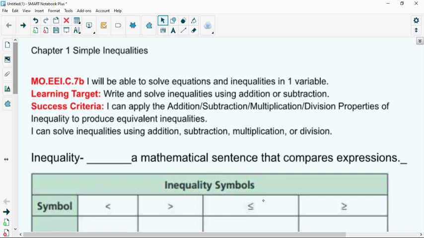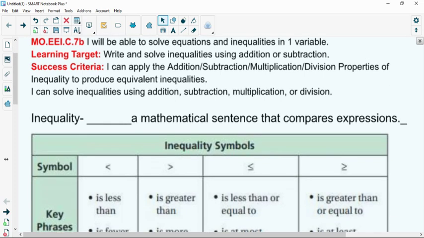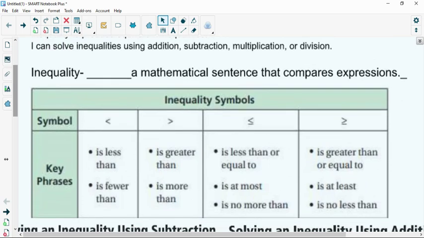Chapter 1, Simple Inequalities. This is a supplementary lesson to our Unit 1, and what we're going to focus on is an extension to our equation solving skills, where instead of having two expressions equal to each other, we're going to have a mathematical sentence that compares two expressions. And that is actually the definition of an inequality: a mathematical sentence that compares two expressions.